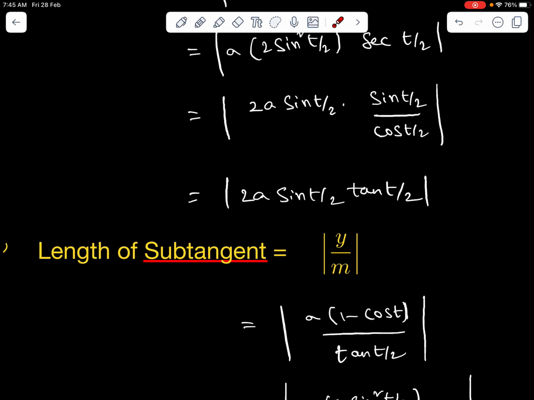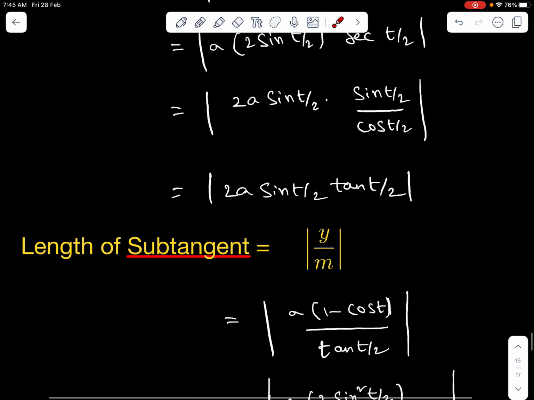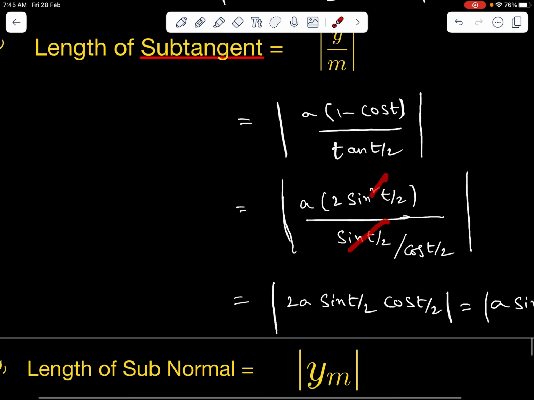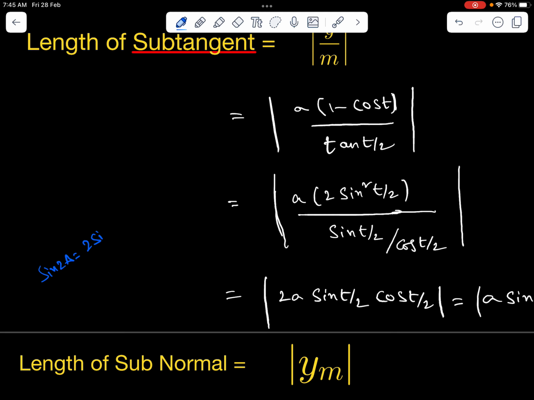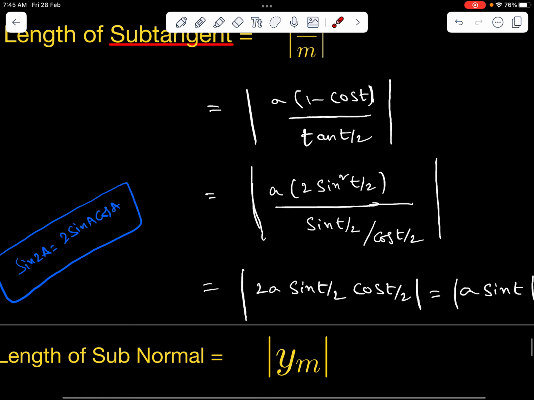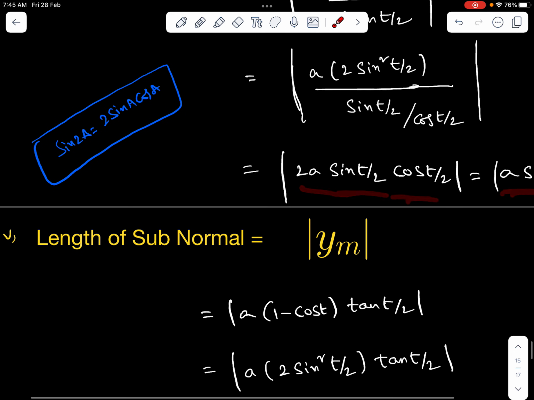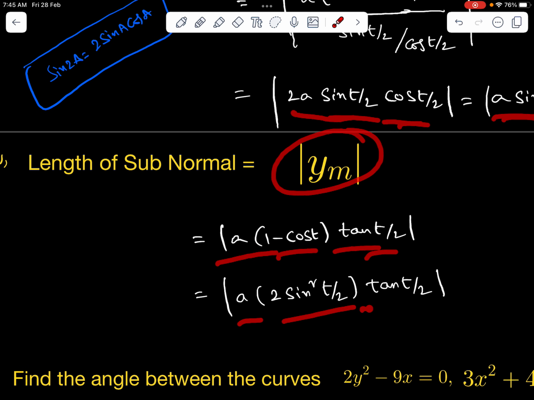Length of subtangent is mod y by m. Therefore, a into 1 minus cos t by 2 by tan t by 2, 2 sin square t by 2 by tan t by 2, that is, sin cancels, equal to 2a sin t by 2 cos t by 2. Here I get one formula: sin 2a is equal to 2 sin a cos a, so that is equal to a sin t. Okay, a sin t. Length of the subnormal is mod y m, a into 1 minus cos t tan t by 2, a into 2 sin square t by 2 tan t by 2.